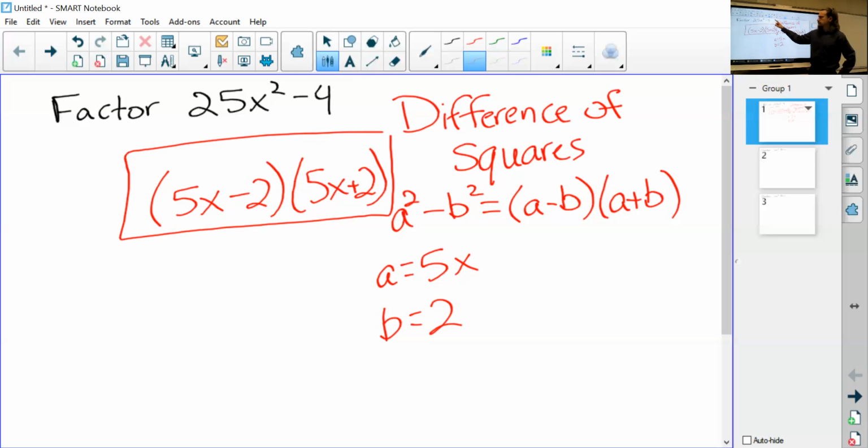Okay, this only works if you're missing the middle term, you're subtracting, and both the terms you have are perfect squares. So it's kind of particular, but if you're in a math class, you'll probably see it because they want to see if you know this rule. All right, our second one.